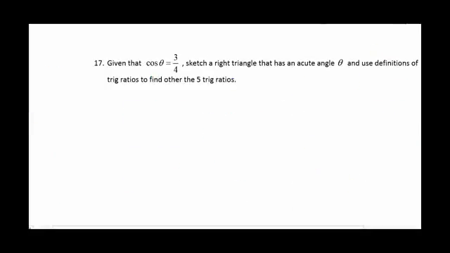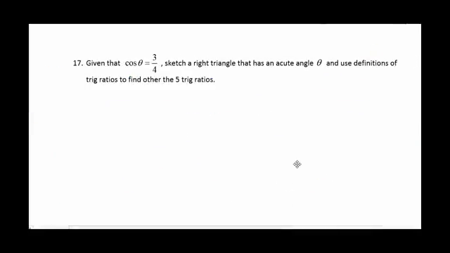All right, number 17, we are given cosine theta is 3/4, sketch a right triangle. It has an acute angle of that. Use definitions to find the other 5 trig ratios. So this isn't a calculator skill. This is come in, draw a right triangle, and set it up so that it has a cosine of 3/4.